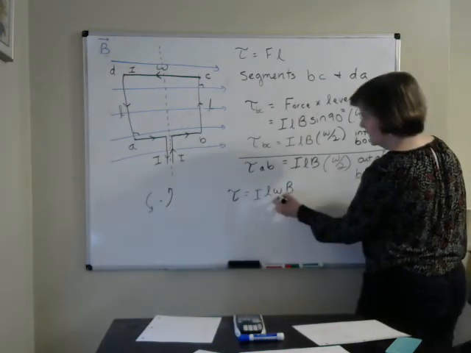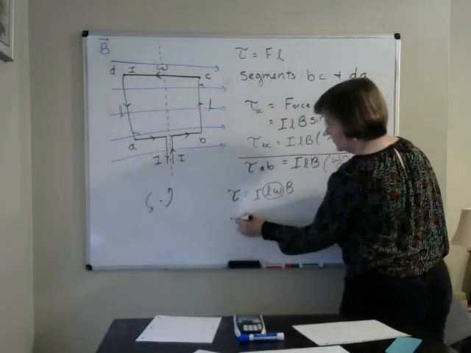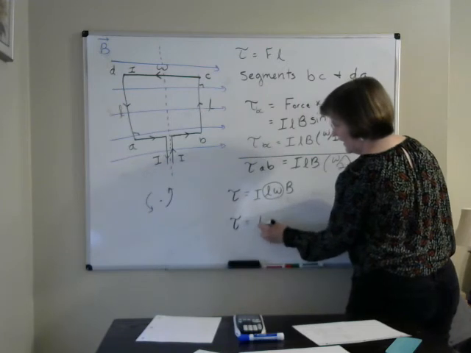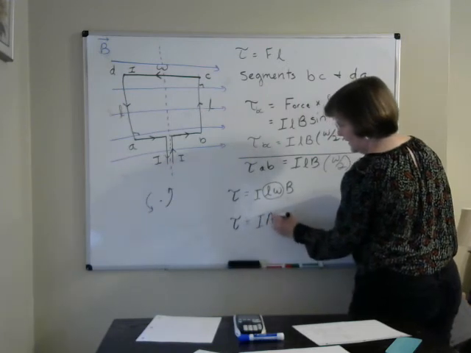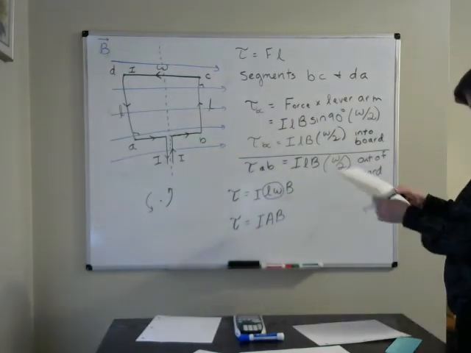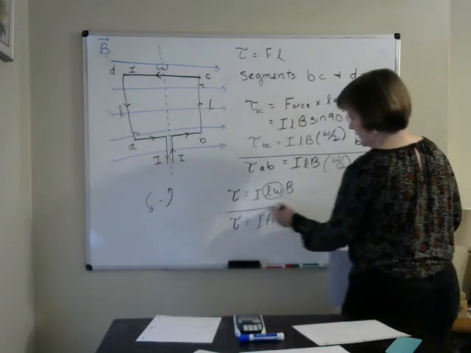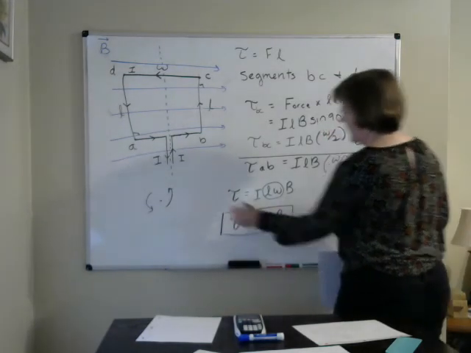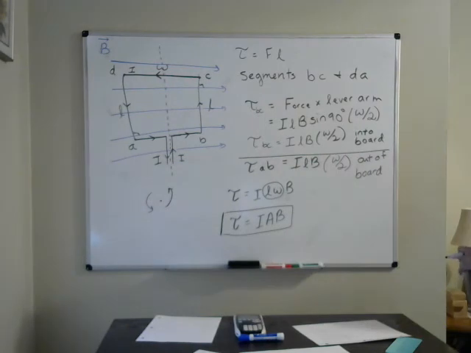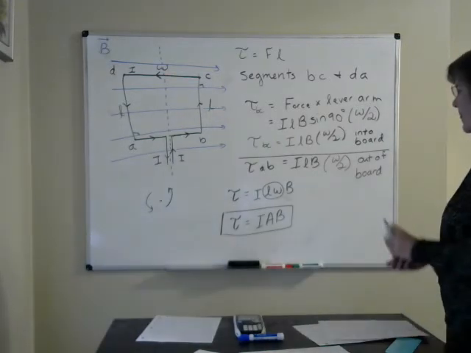Look at this. That's the area. What we find is our torque is IAB. That's the amount of torque on a single loop that lies in the plane with a uniform magnetic field in the way that we've drawn it, okay?